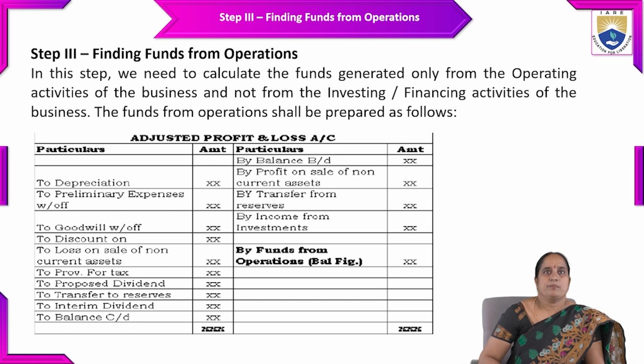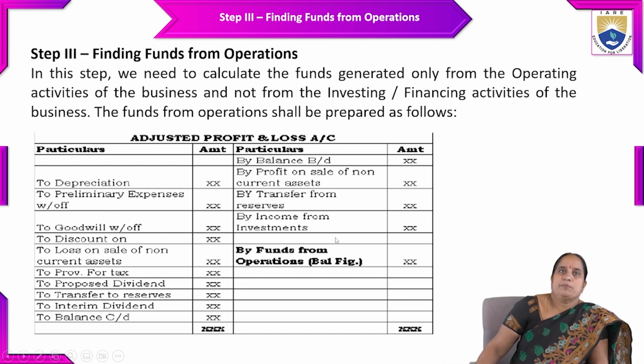Coming to the third step, finding funds from operations. So, in this step, we need to calculate the funds generated only from the operating activities of the business and not from the investing or financing activities of the business. So, the funds from operations shall be prepared as follows with the help of the adjusted profit and loss account.